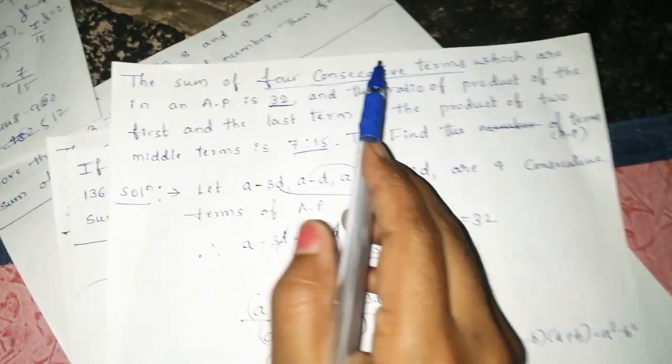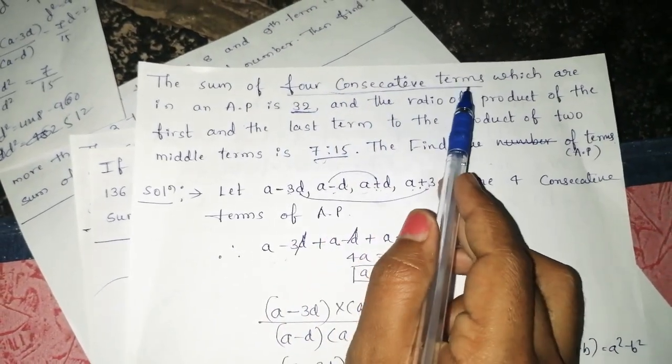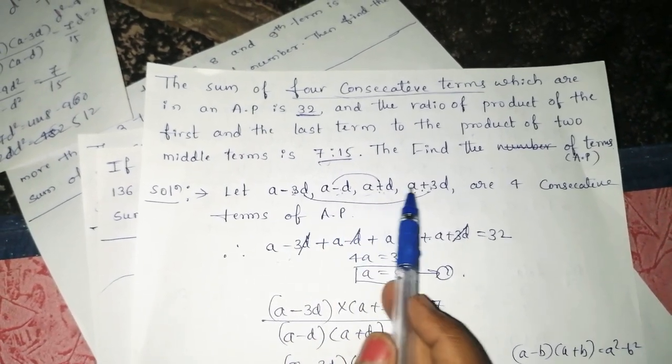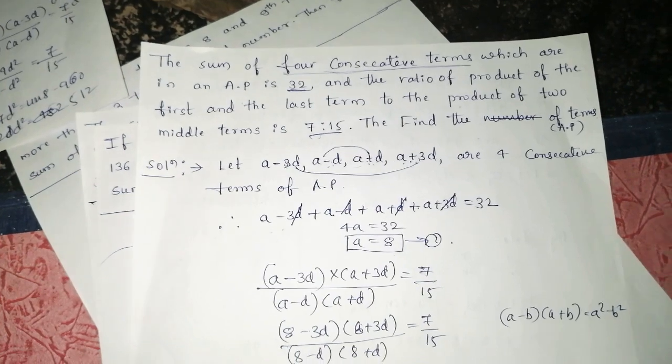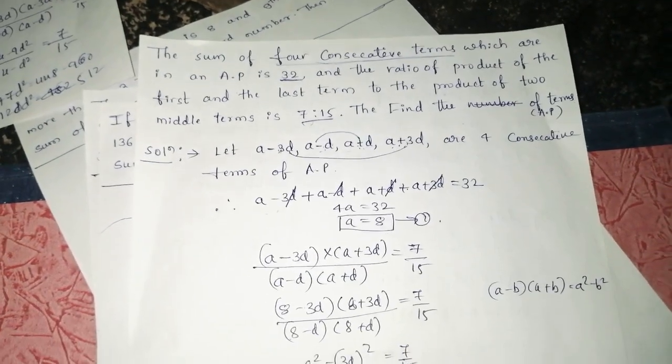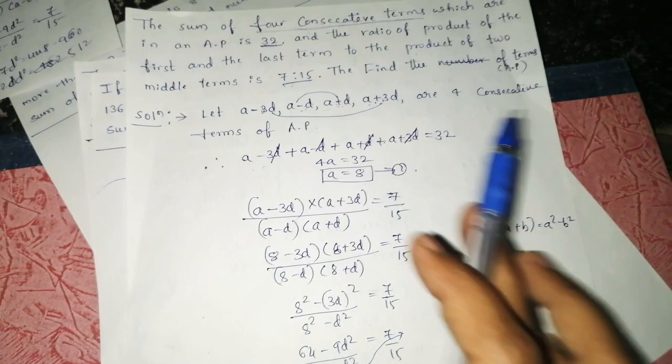So 2, 6, 10, 14 are the terms which are in AP. I will repeat. They have given 4 consecutive terms. I have taken as a minus 3d, a minus d, a plus d, and a plus 3d. Please go through the steps by watching this video again and again. So here I think it's consuming a little bit of time, so I will solve and explain directly.